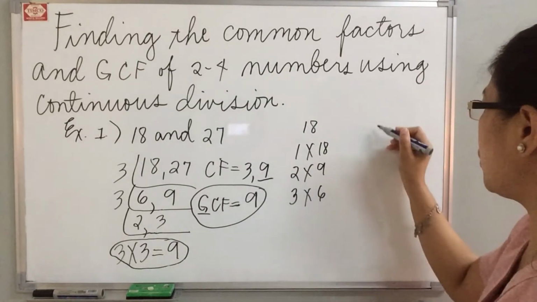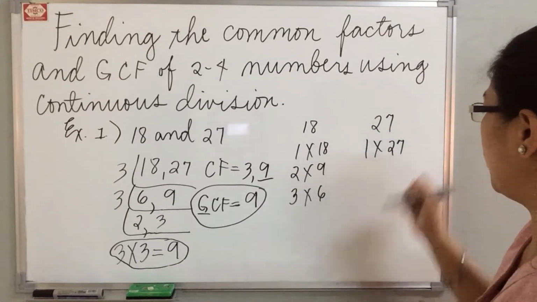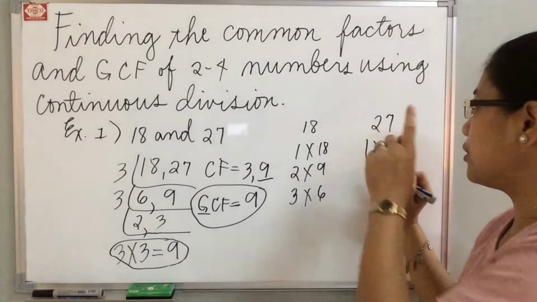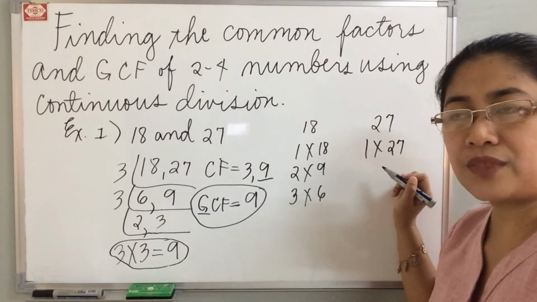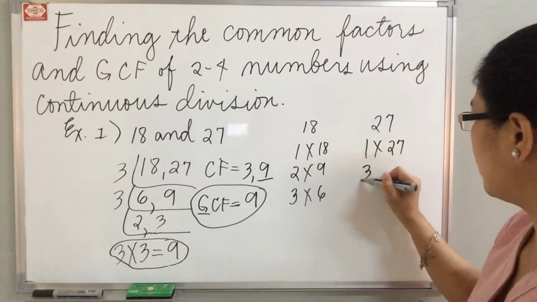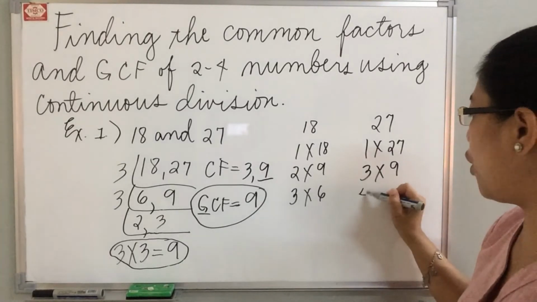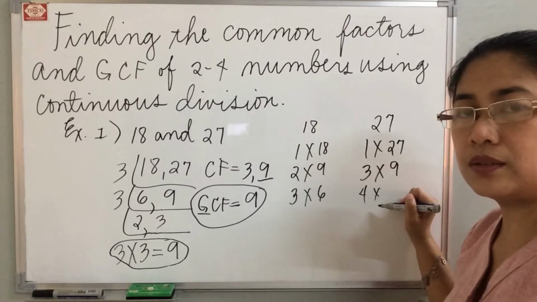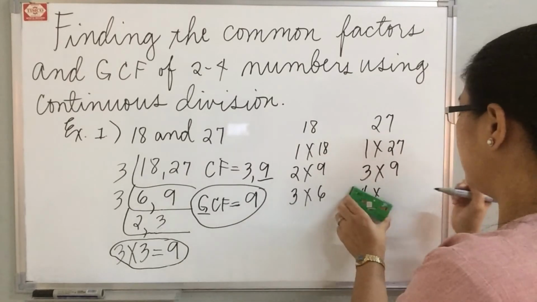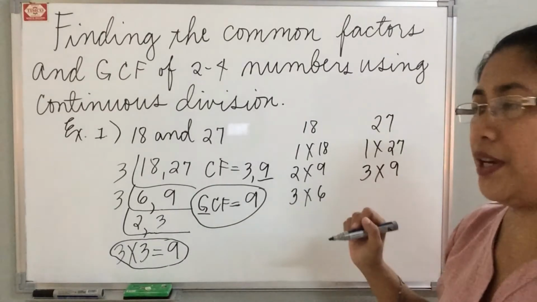Now let's go to 27. 1 and 27, of course. How about 2? Do we have a number that can be multiplied by 2 to give us 27? I think there is none. So let's skip number 2. How about number 3? Do we have? Yes, it's 9. 4. Do we have a number? I think there's none also. 5. 6. No more. So we have to stop.